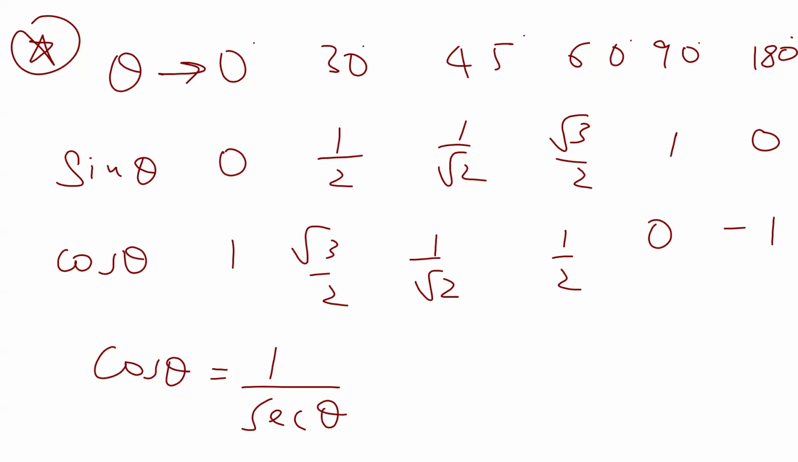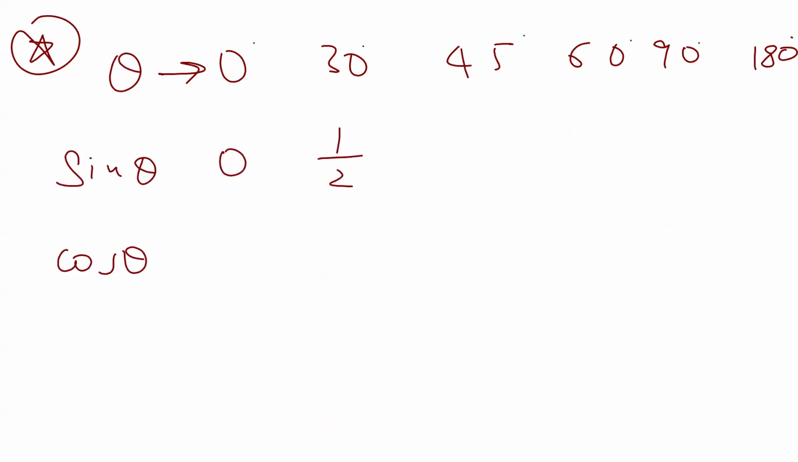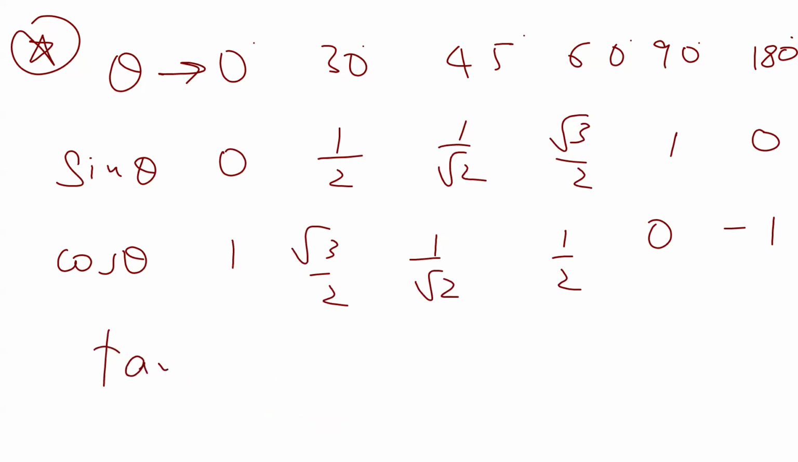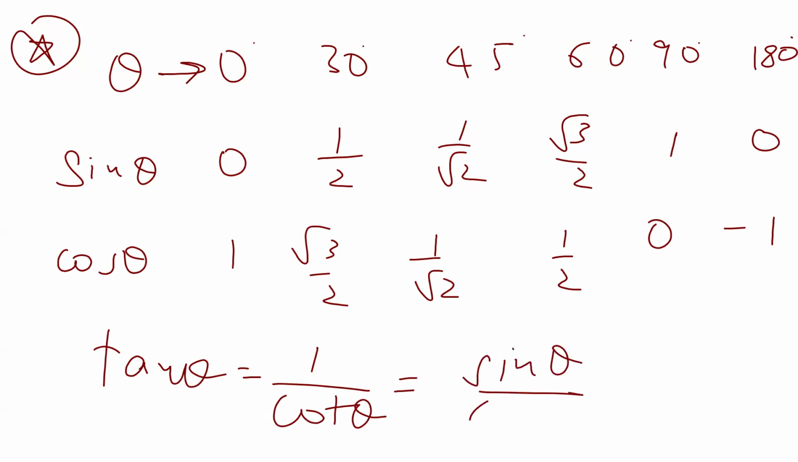Then tan theta is equal to 1 upon cot theta, or it is also sine theta upon cos theta. And then cot theta is 1 upon tan theta, which is cos theta upon sine theta. This you are very well aware of. Okay. Then to convert degrees to radians, we multiply by pi by 180. And to convert radians to degrees, we multiply by 180 by pi. Okay.